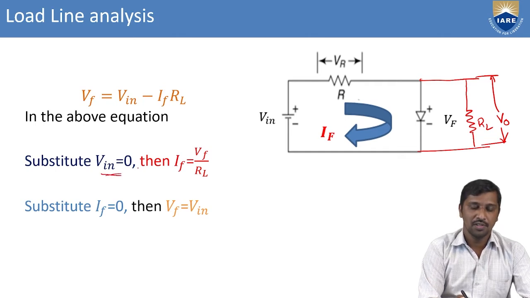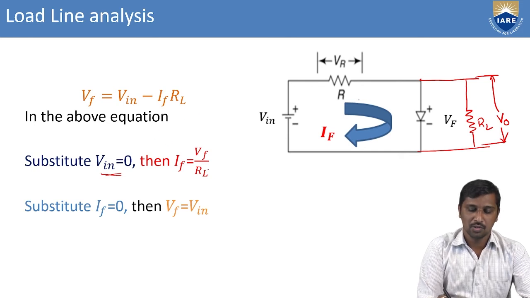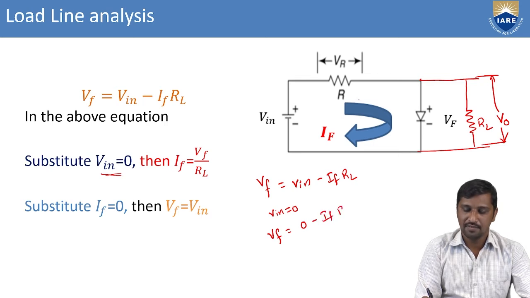If you substitute Vin equal to 0 at this point, what happens here when Vin is 0? I take this relation, VF is equal to Vin minus IF into RL. Here I made Vin equal to 0, so VF is equal to 0 minus IF into RL. Now from this, I need to calculate how much diode current flows.